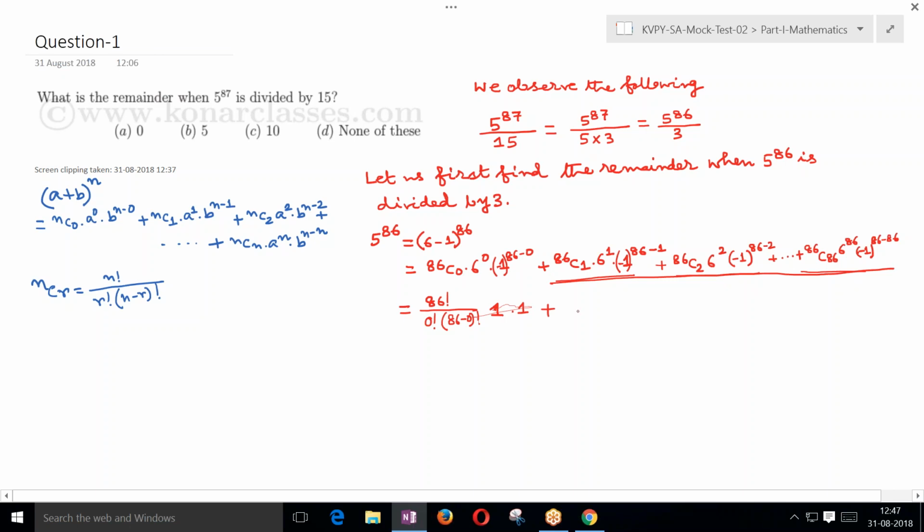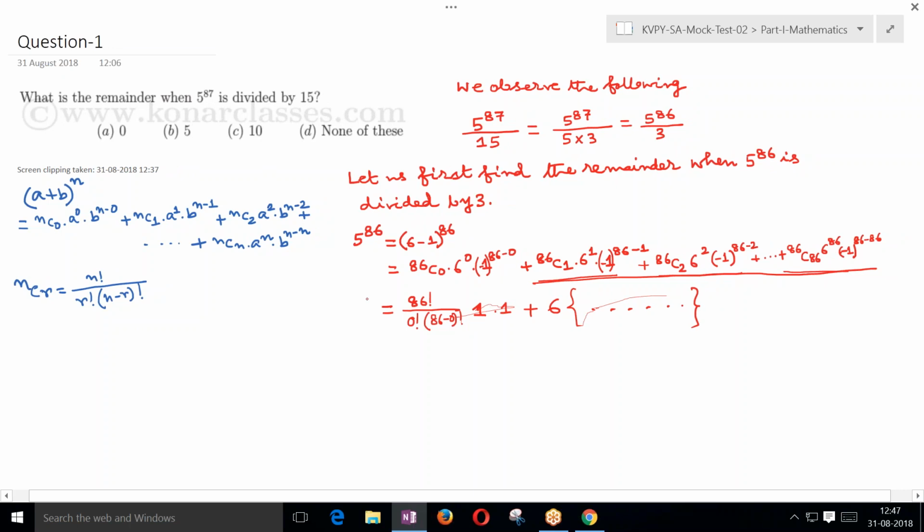You can take 6 common. So if you take 6 common here, then what you will get? You will get all the terms here. But we are not bothered about all these terms, because our main purpose is to find the remainder when we divide 5 power 86 by 3. Obviously, if we divide 6 multiplied by something by 3, the remainder will be 0. So we are not bothered about this thing.